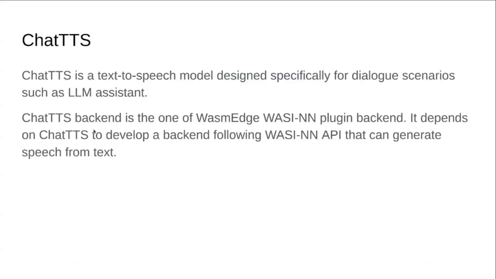ChatTTS is a text-to-speech model designed specifically for dialogue scenarios, such as an assistant. ChatTTS backend is one of the WasmEdge plugin backends. It depends on ChatTTS to develop a backend following the WasmEdge API that can generate speech from text, like other WasmEdge plugin backends. ChatTTS also follows the WasmEdge API. If you have used other WasmEdge plugins, you may get started quickly.